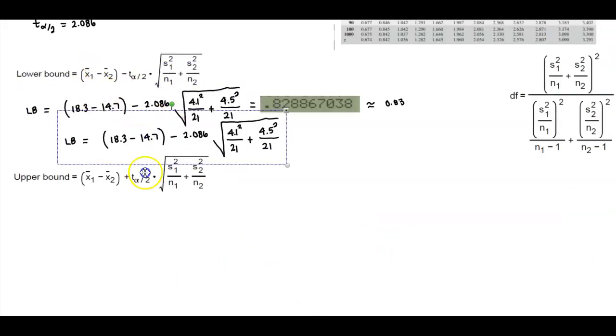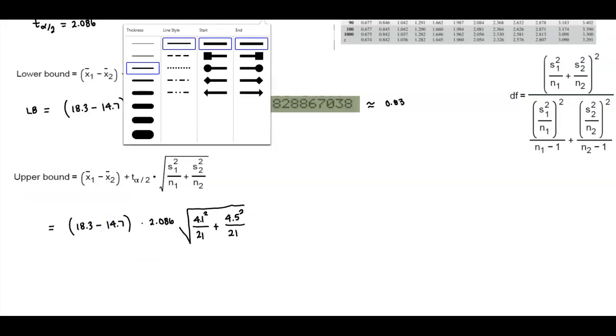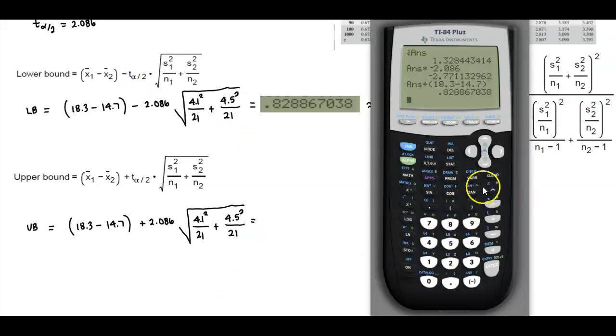Let me go ahead and copy this. There are a couple of things that we're going to change here. We're looking for the upper bound, and this is going to be a plus, so we know that we're going to add here. Let's do the same thing. We can go back and find the answer where we took the square root, and with the calculator, we can come back up here and just hit enter on what we highlighted. That gives us exactly what was there when you take the square root of it.